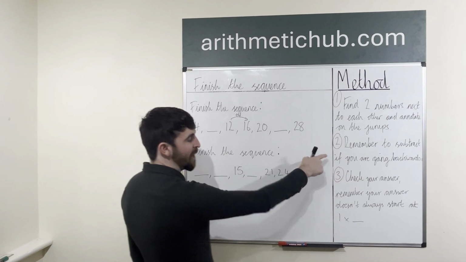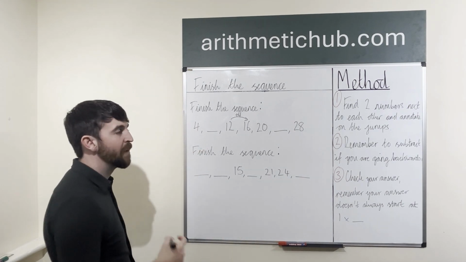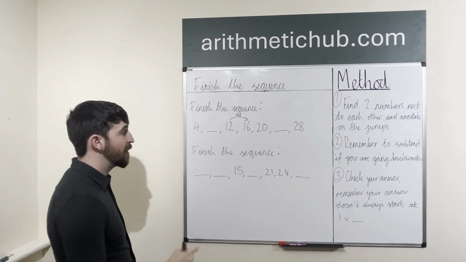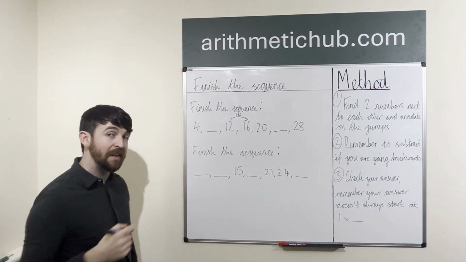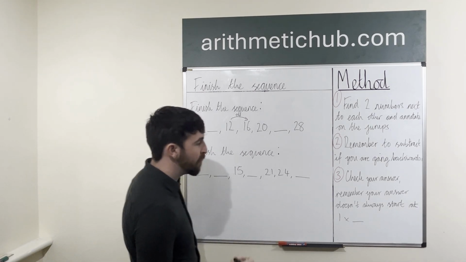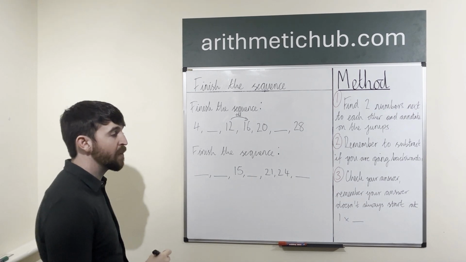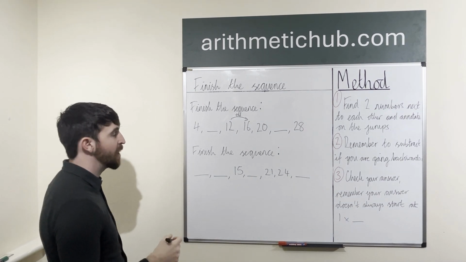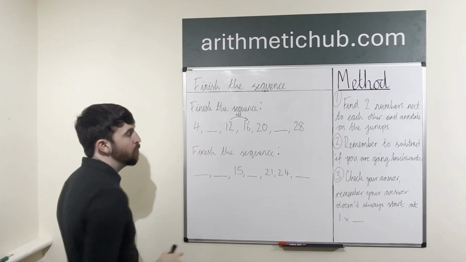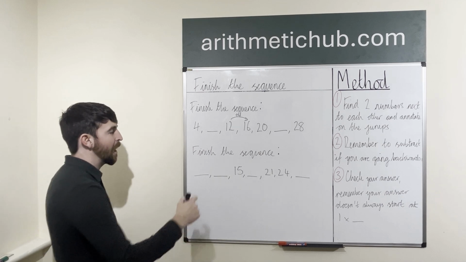Let's check if there's any other bits of this method that we need to remember first. The second part says remember to subtract if you're going backwards. So we might need to do that in a minute, but not just yet. Number 3 says, check your answer. Remember, your answer doesn't always start at 1 times the number. That's something to think about later. For now though, let's carry on from where we left off.